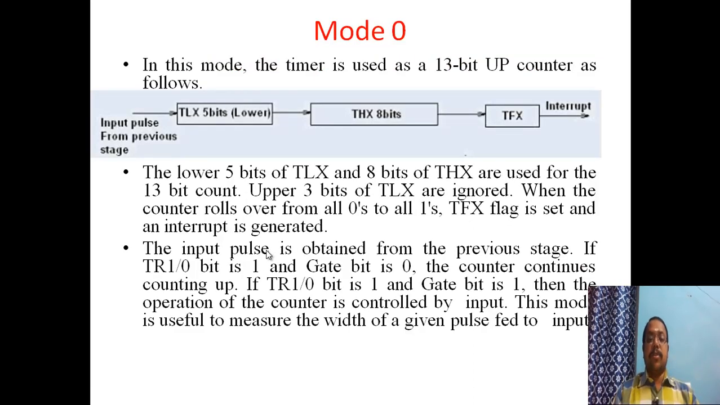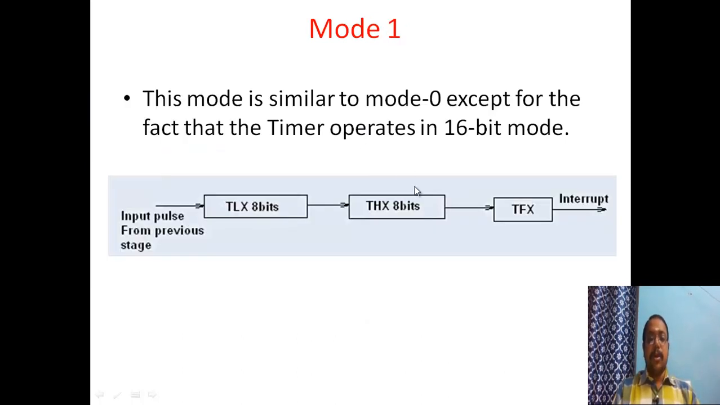Now let us start with mode 0. In mode 0 I have told you it is 13 bit. The only caution you have to remember is that the higher order is the full 8 bits and in the lower order only 5 bits are used. Don't think reversely that the lower order is full and the higher order is 5 bit. It is not so. The lower order is 5 bit and the higher order is 8 bit. That is for mode 0. And in mode 1, it is 16 bit, so you will use a total of 8 bits lower order and 8 bits higher order.